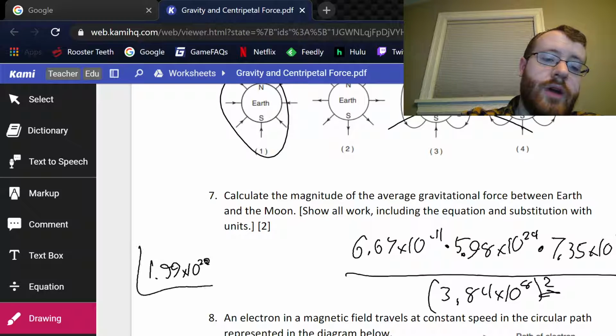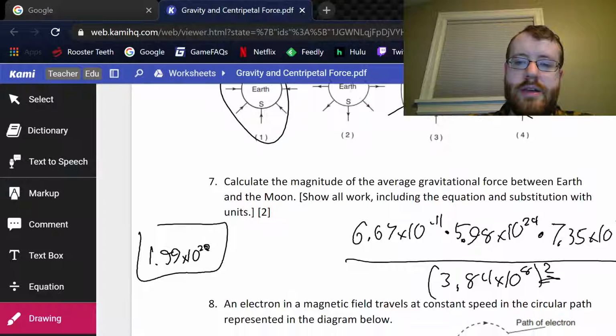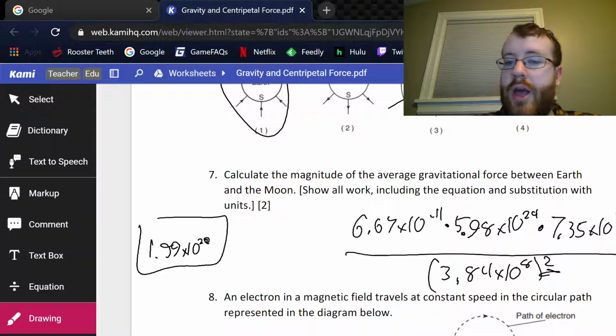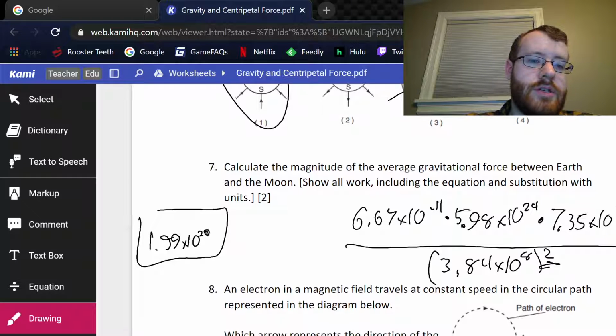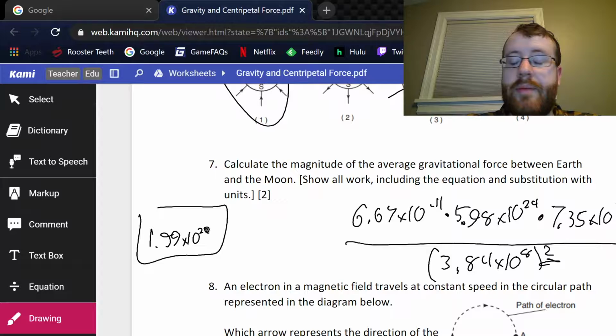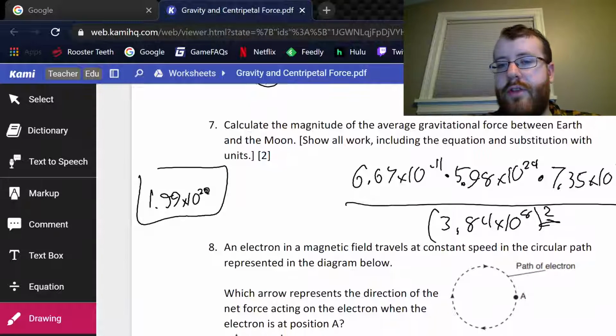And we get 1.99 times 10 to the 20. If you got way off, it's probably a scientific notation mistake, particularly if you got the same answer. I see a lot of people end up with 1.99, but then their answer is slightly off because... Right, this is the big one.